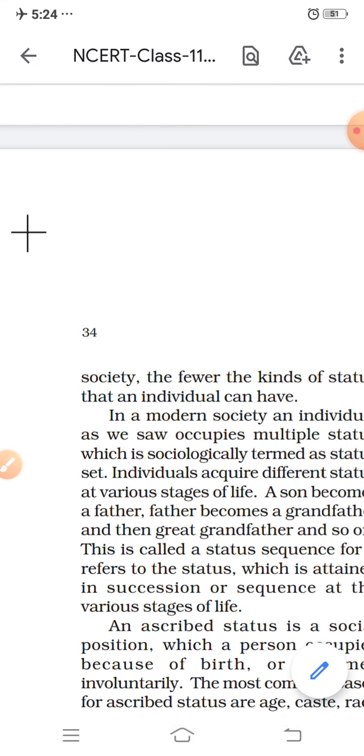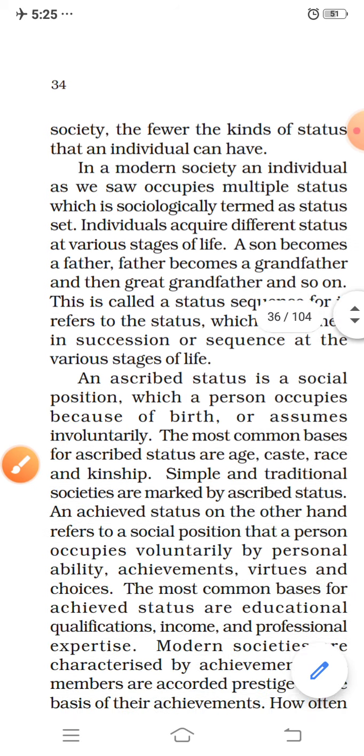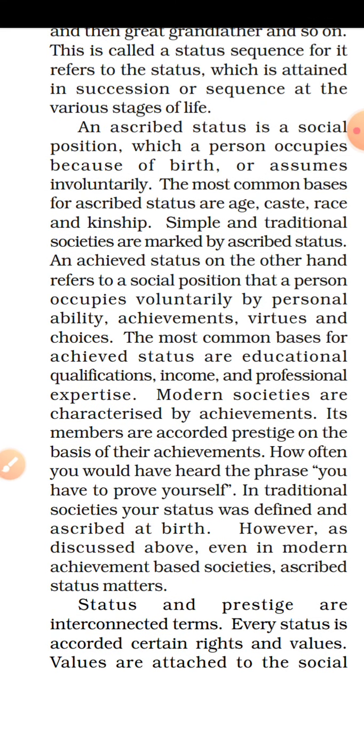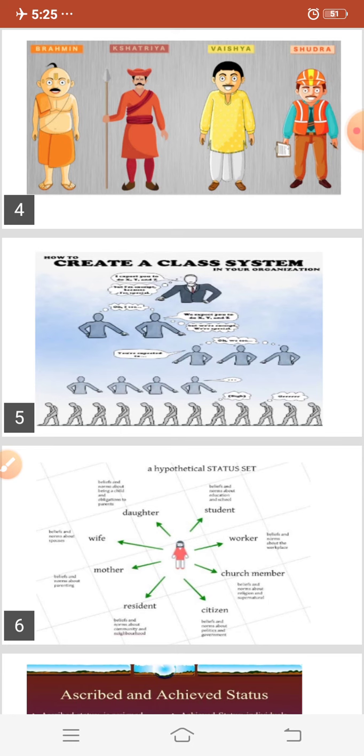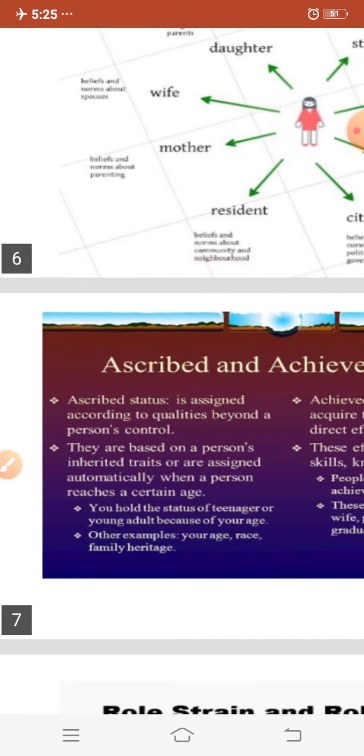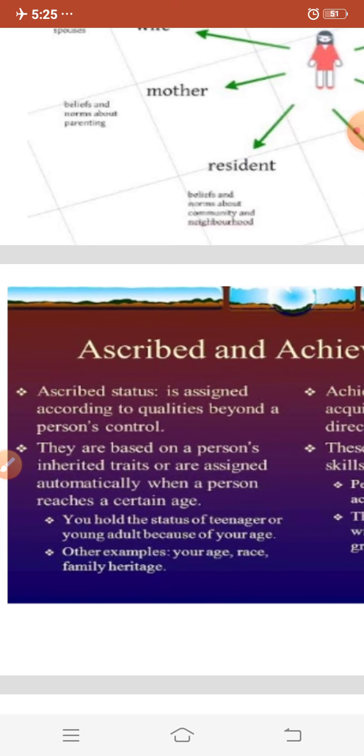Status has two types: ascribed status and achieved status. I'm going to show you from my PPT, and then I guess you can guess what ascribed and achieved status are. Ascribed status is assigned according to qualities beyond a person's control. They are based on a person's inherited traits, or assigned automatically when a person reaches a certain age. You hold the status of a teenager or young adult because of your age. Other examples are your age, race, and family heritage.